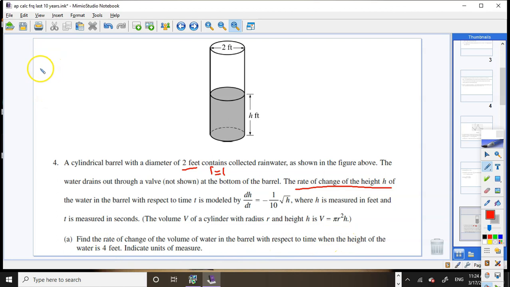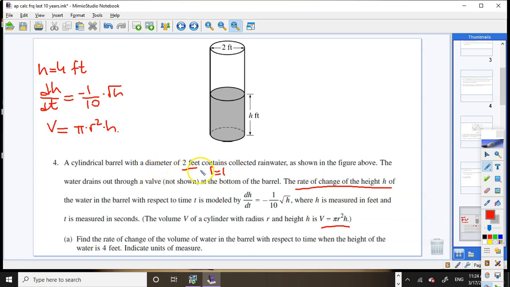So basically, what we know is that h is 4 feet. The other thing we know is dH/dt, the rate of change in the height of the water, which is -1/10 times the square root of h. To figure this out, we'll use the formula: volume equals pi times radius squared times height. We know the diameter, so we know the radius, because the radius is half of the diameter. So the volume becomes pi times 1 squared times height, which gives volume equals pi times h.